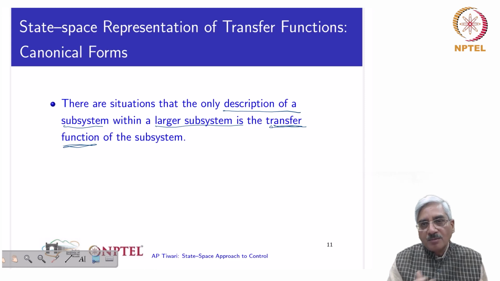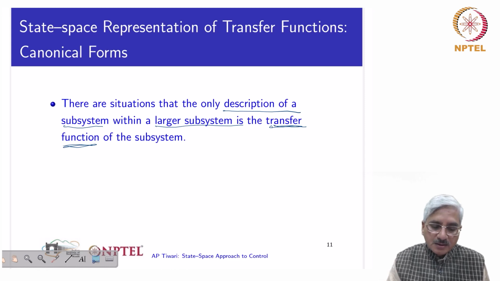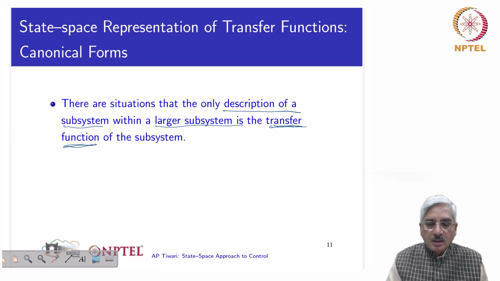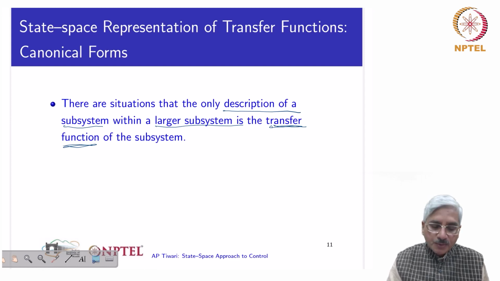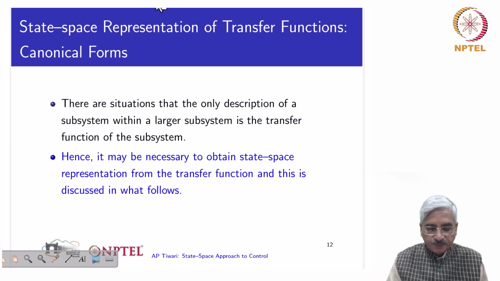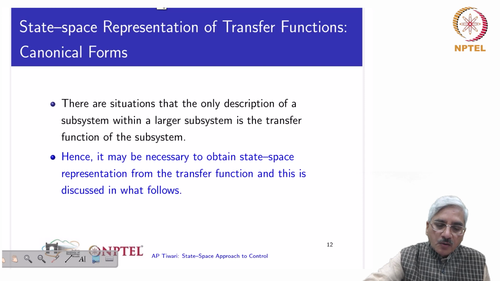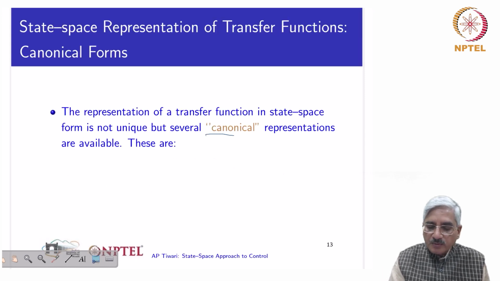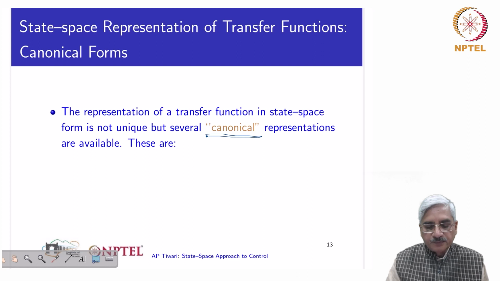We might have modeled the rest of the system on the basis of the first principles. However, we are now given the transfer function of a part of the system, or a component of the given system, and we have to utilize the transfer function to obtain the state space representation. So we have to learn how to do this, and obviously there are a number of standard forms available for doing this, and these forms are called canonical forms.